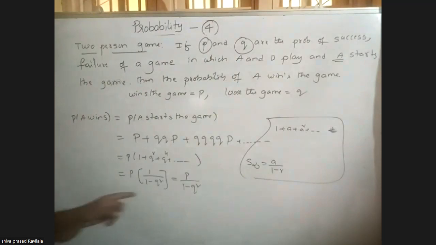Probability of B wins is equal to 1 minus of this condition. For example, this one is 5 by 6, so the answer is 1 minus 5 by 6. Like that.